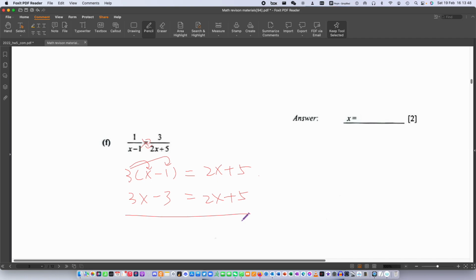So x equals 5 plus 2. So x is equal to 7. Okay, good. Okay, next.